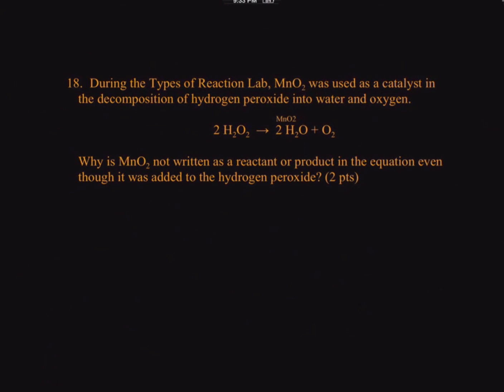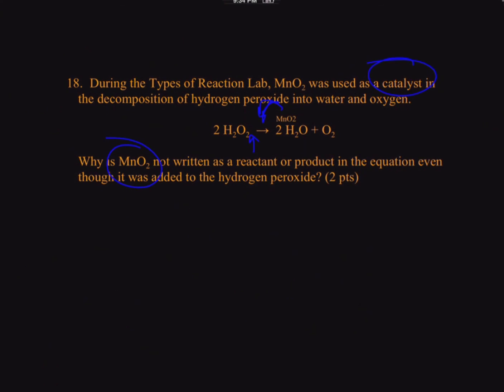So in the types of reactions lab, we had the hydrogen peroxide. You added the black powder, which is manganese dioxide. This little thing here should kind of be over the arrow. That's called a catalyst. A catalyst is a substance that helps a reaction to take place without actually being a part of the reaction. So the reason the manganese dioxide does not get written into the equation on either side, but it actually appears over the arrow, is that the manganese dioxide is not changed during the reaction. You put the manganese dioxide in, and when the reaction is all over, the manganese dioxide is still there.